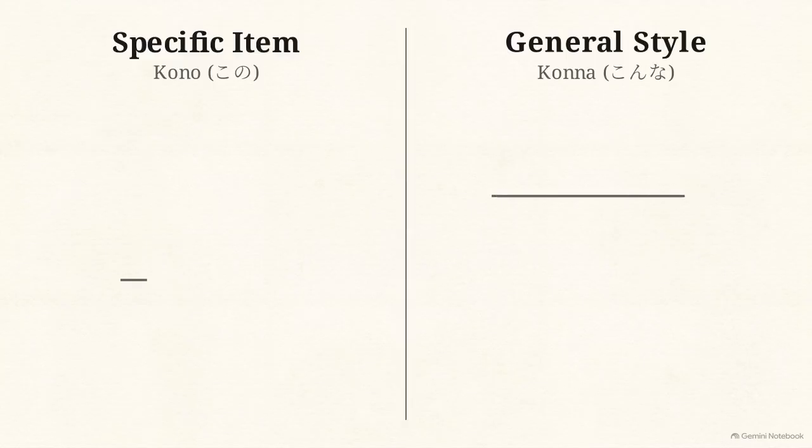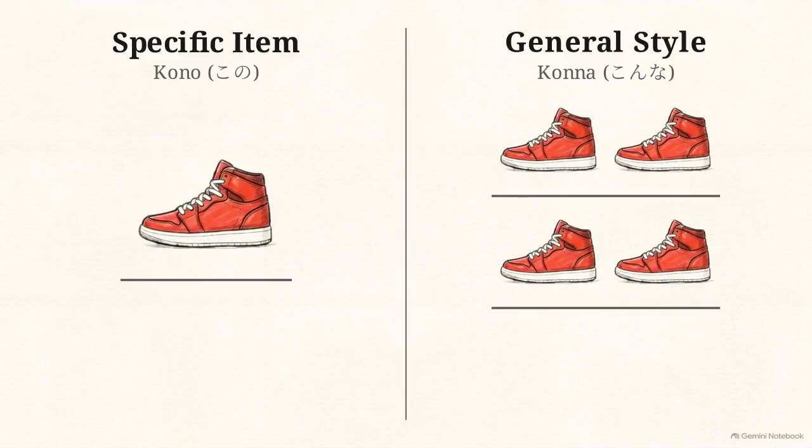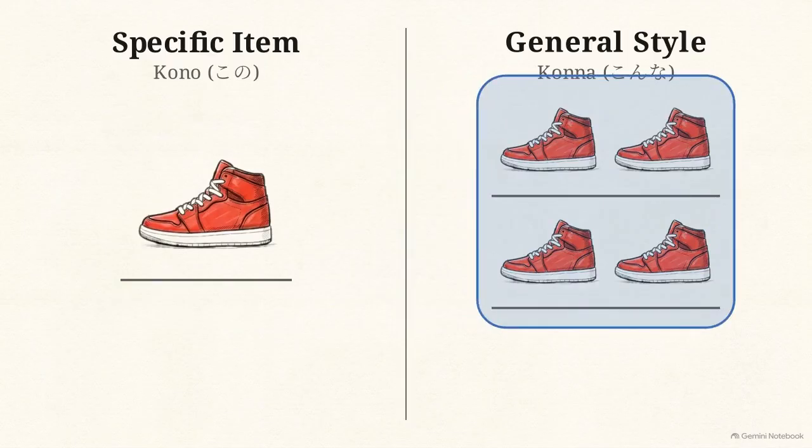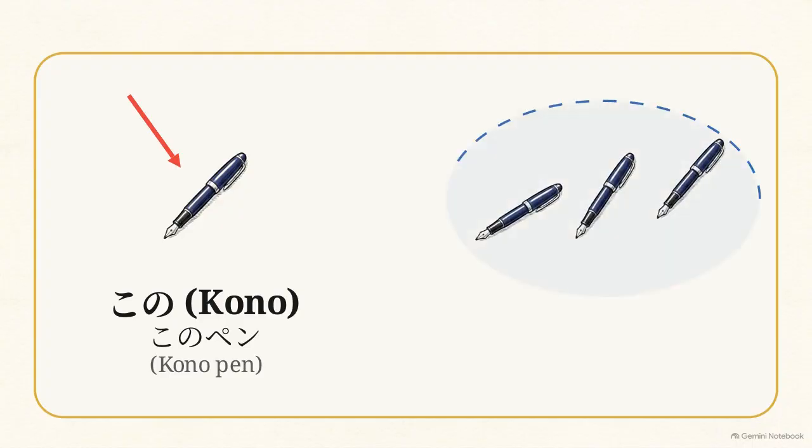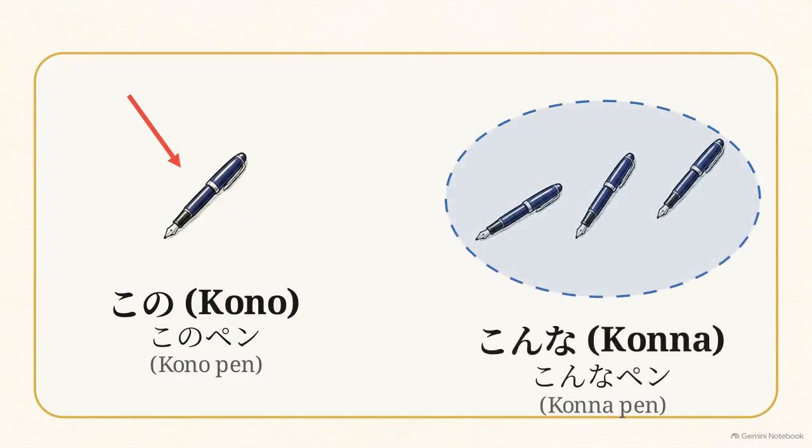Even when the distance is clear, you still have to navigate the difference between pointing at one specific item and referencing a general style. Look at this top-down view of a retail counter. If you want to buy that exact single physical pen, you say "kono pen." But if you are pointing to a whole group because you want any pen of a similar style, you use "konna pen."